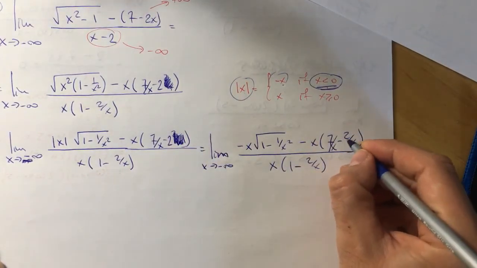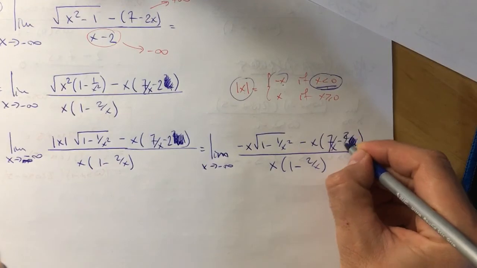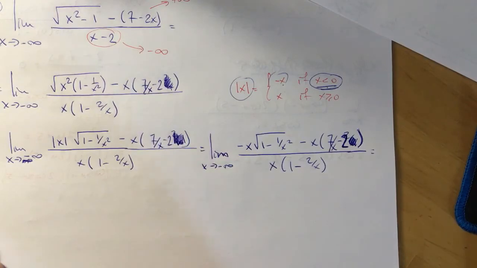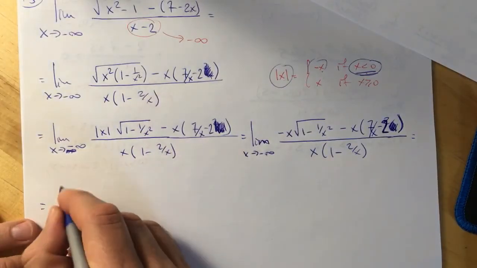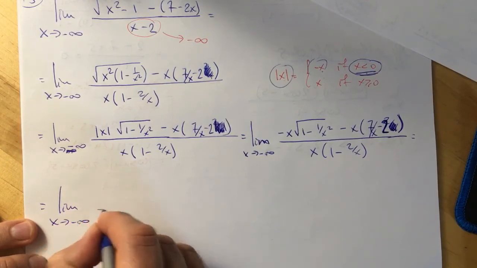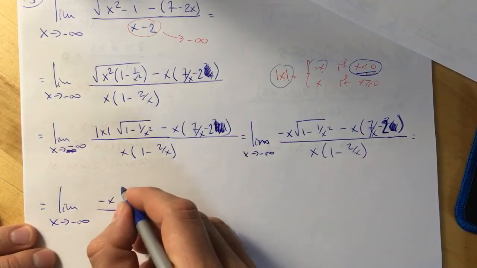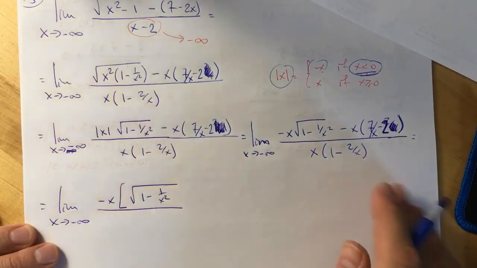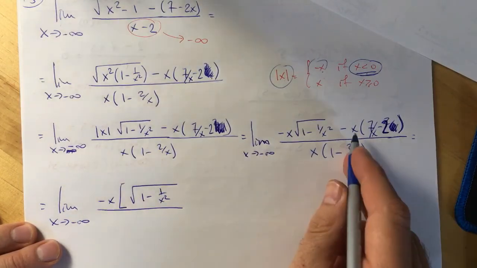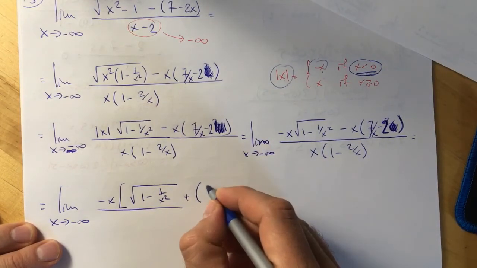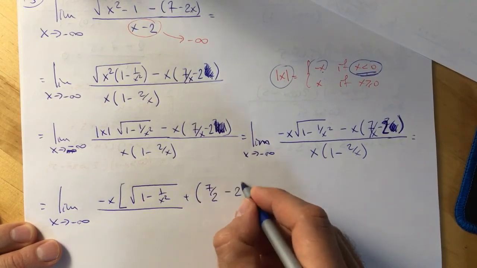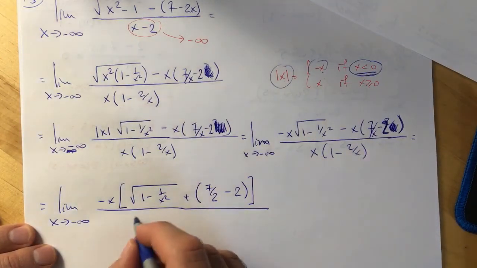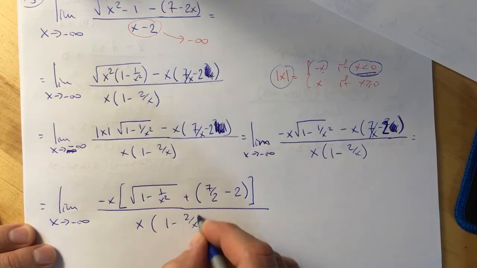That's 7 over x minus 2. That was a very, very bad mistake on my part. So here I can factor negative x, and I'm left with this root here, square root of 1 minus 1 over x squared, plus 7 over x minus 2, over x times 1 minus 2 over x.